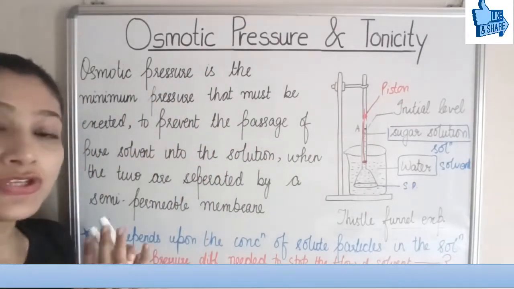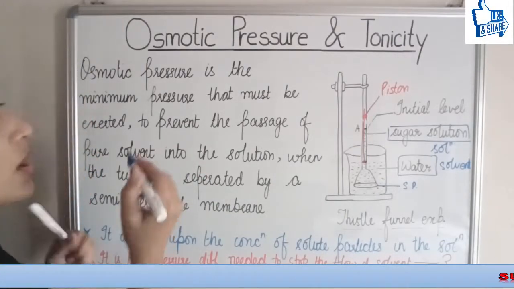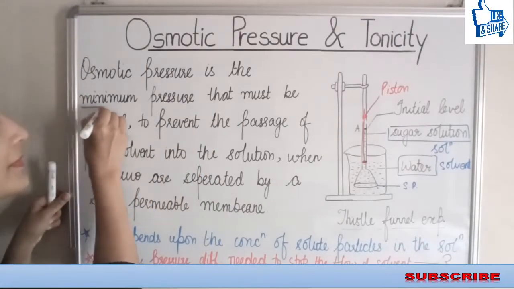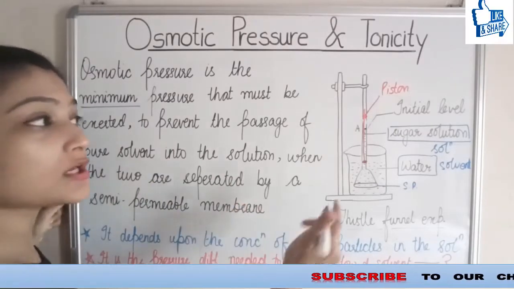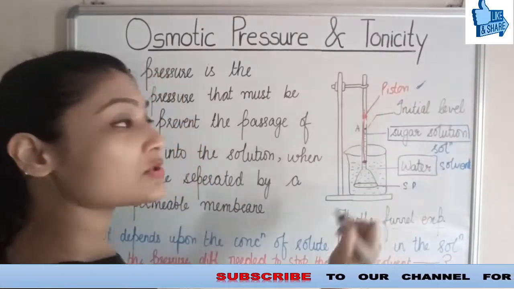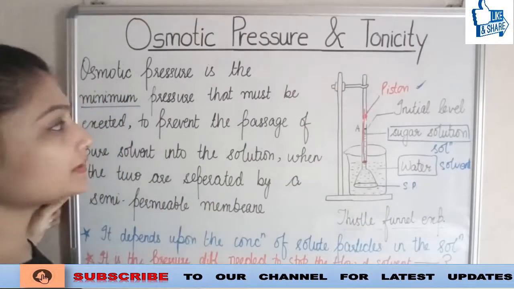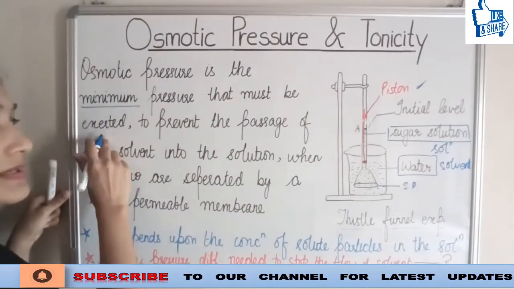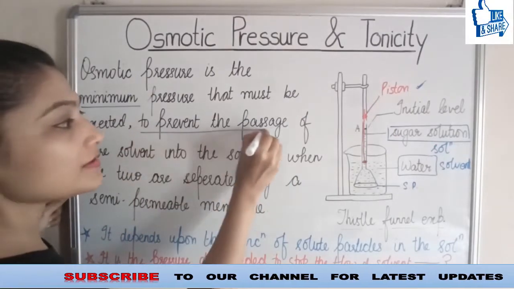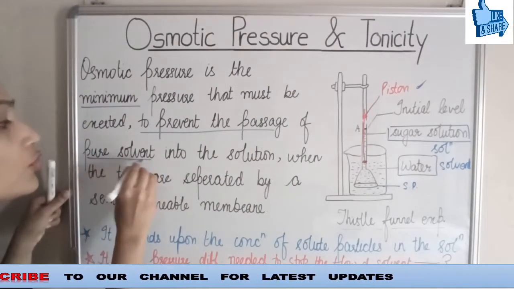Let's see the definition to understand this better. Osmotic pressure is the minimum pressure. Which pressure are we talking about? The pressure that we are applying using a piston. Where? In the Thistle funnel. Clear? That must be exerted to prevent the passage of pure solvent.